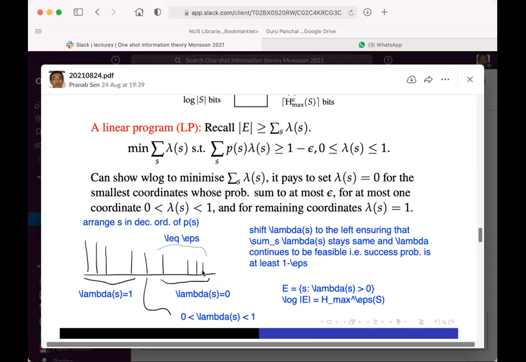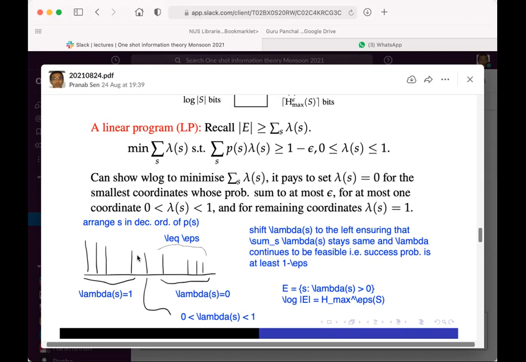So what was the argument? Start from the rightmost guy. This is the S with the smallest PS. It has some lambda S, let us say greater than 0. I will try to decrease it by a very small amount theta. So I'll go from lambda S to lambda S minus theta, and I want to keep the summation lambda the same. So I'll shift theta to a lambda S somewhere out here on the left. If I can shift the mass theta from the rightmost guy to something out here, then of course summation lambda stays the same.